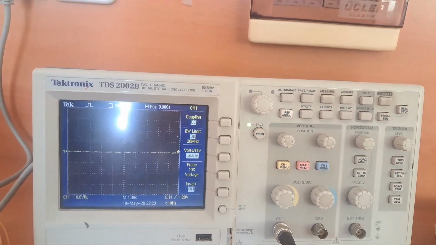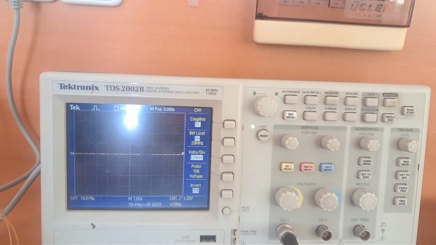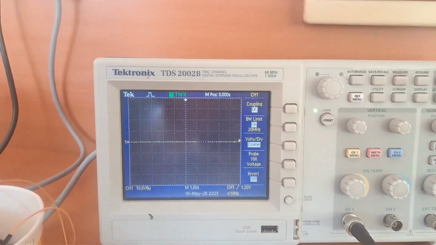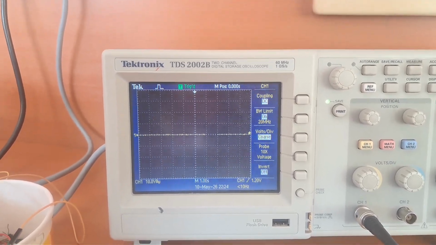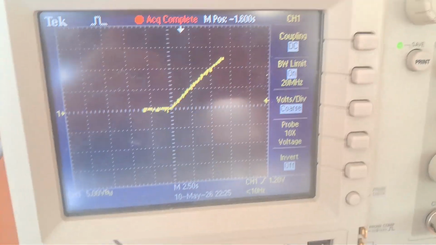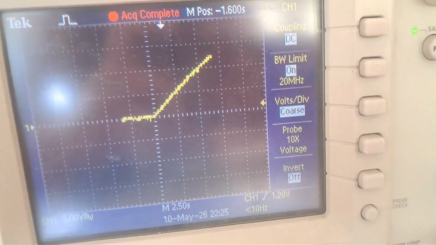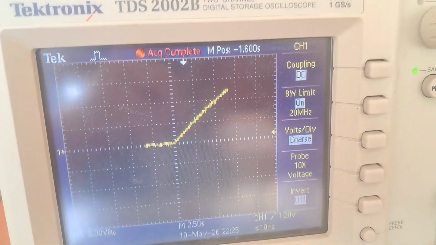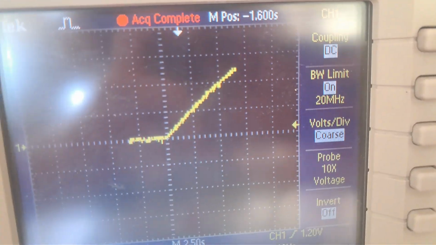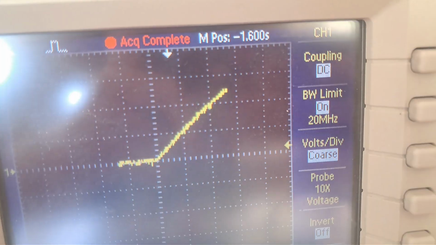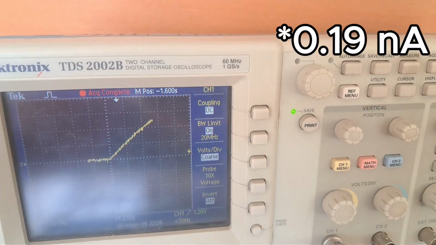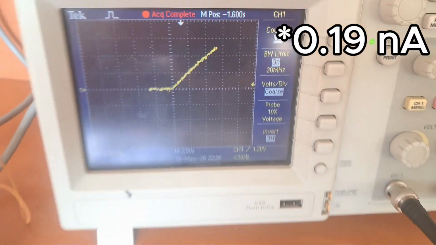Now I pushed my single sequence button. It says ready. I'm pulling off the shorting wire. And we're gonna wait. And yes, here we are. I changed my voltage division and time division to understand what the slope is, and here we see 1.2 volts rise, and it happens in 6.4 seconds, and from this we get around 0.18 nanoamperes.